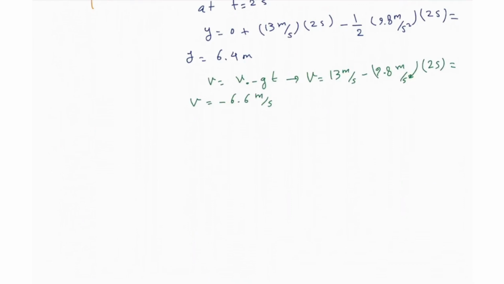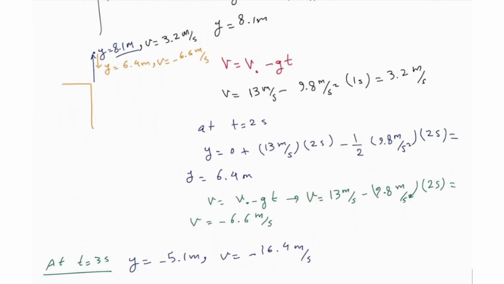Now we can do the same thing at t equals 3 seconds. At t equals 3 seconds, if we solve the equations the same way we did, we are going to get for y negative 5.1 meters and for v negative 16.4 meters per second. Note that the negative value for y means that the rock is now in a lower position compared to its initial position, and therefore it is now in the negative region of the coordinate system. So the rock must be somewhere here.